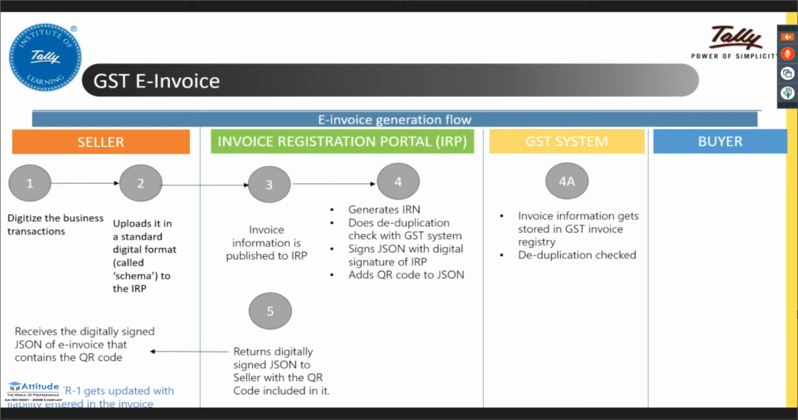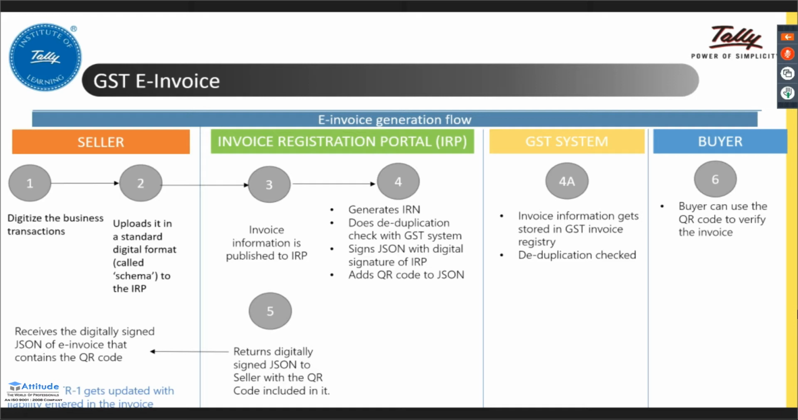Simultaneously, the seller's GSTR1 return also gets updated with the liability entered in the invoice. So this is happening instantly in the GST portal. And then under the buyer's account, the buyer can now use the QR code to verify the invoice.